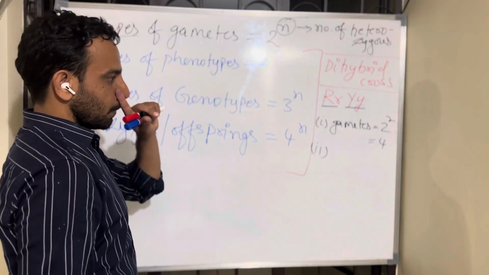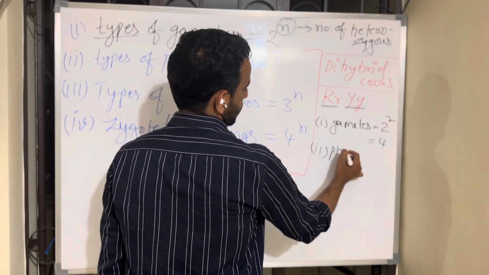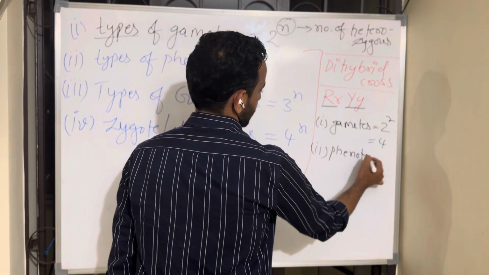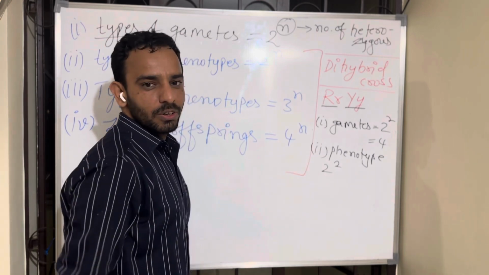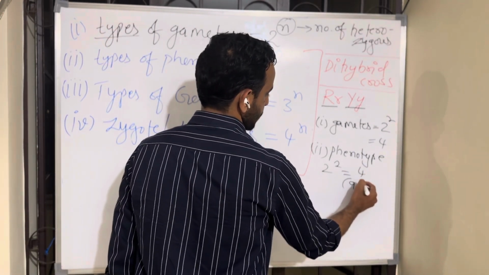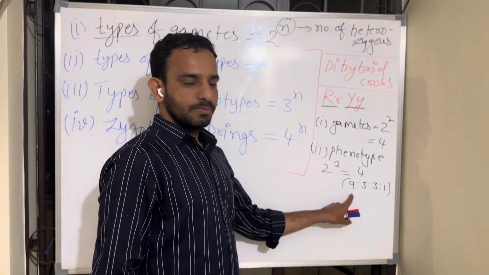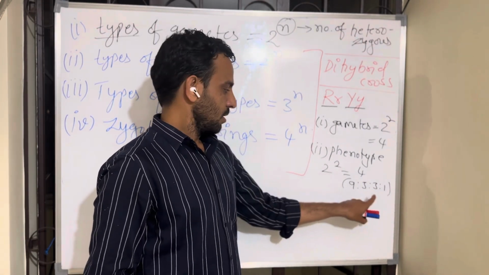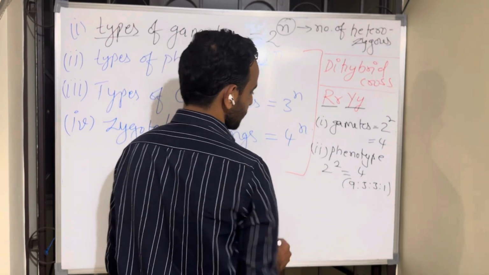What will be the second one here? Types of phenotype. Types of phenotype in this is again 2 to the power 2. Dihybrid cross it is. So what is that? 4. And this 4, you know, 9 is to 3, 3 is to 3, 1. Round and yellow, wrinkled and green, round and green, wrinkled and yellow. So you will get 4 types.